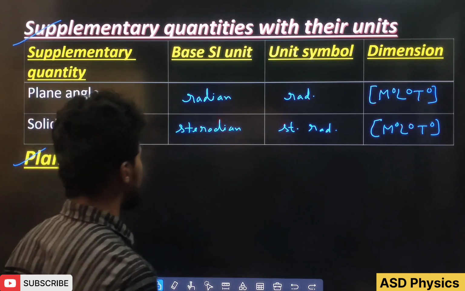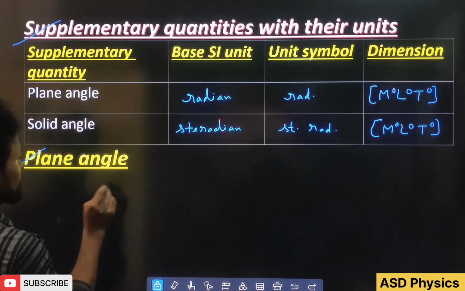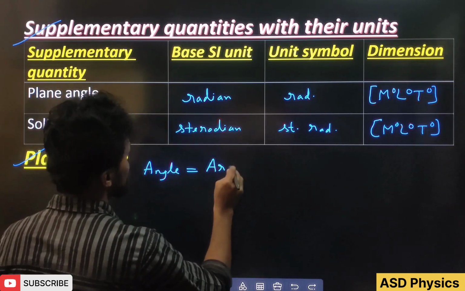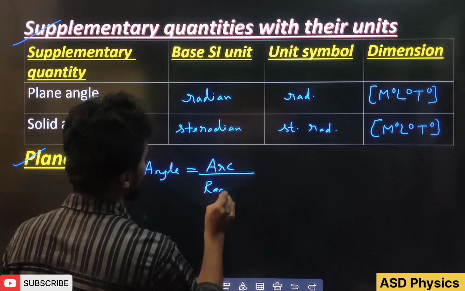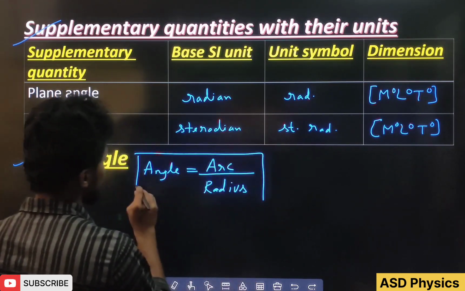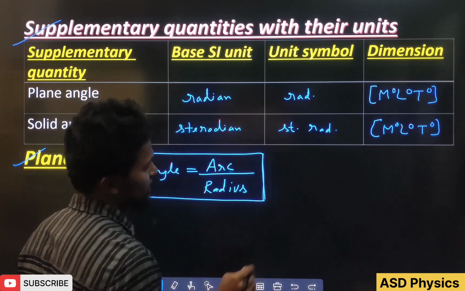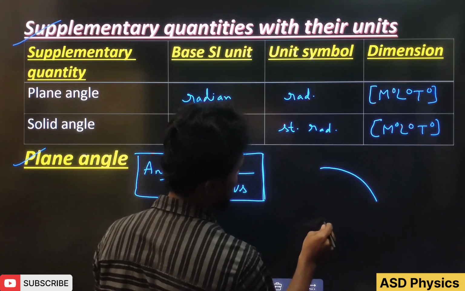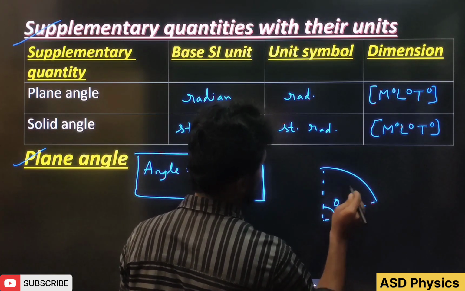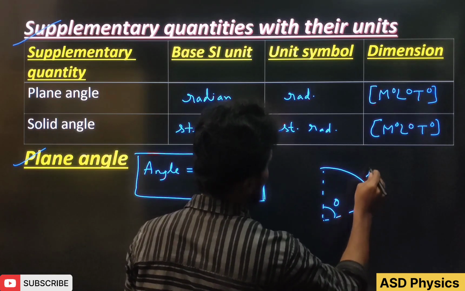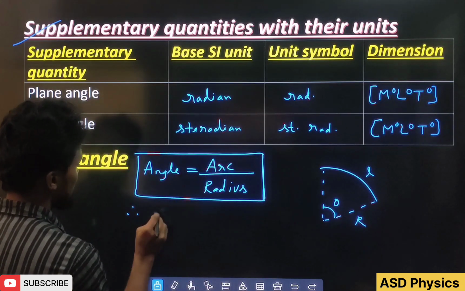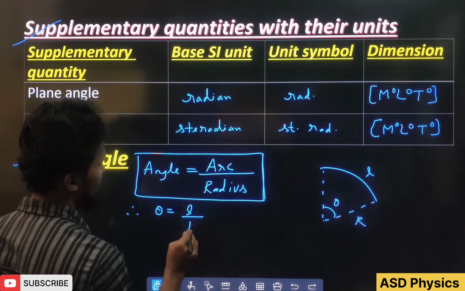After that, students, I want to tell you about the plane angle separately. So what is the plane angle? Just remember the formula here. The formula is that angle equals arc by radius. Even in my basic maths video I have told this. Let's take for example, if this is any arc, and here I take this angle theta, radius r, and length L. So we can write theta equals L by R.